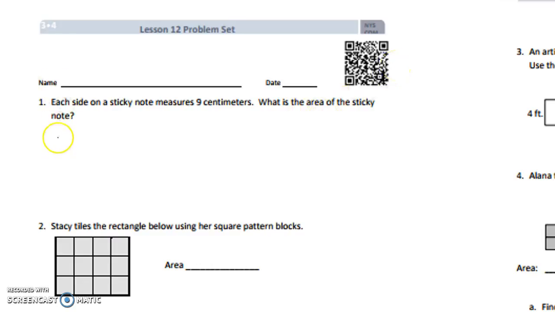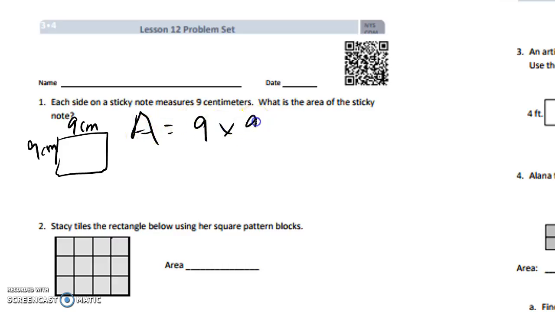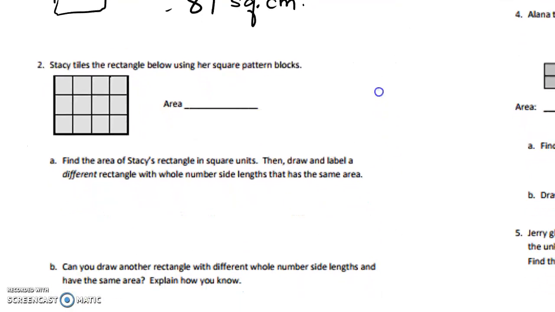So if I draw a little sticky note, this is 9 centimeters and this is 9 centimeters. So to find that area, capital A equals the side times the length. And 9 times 9 is 81. So we've got 81 square centimeters. And that's all you need to know for area. All right, let's go to number 2.